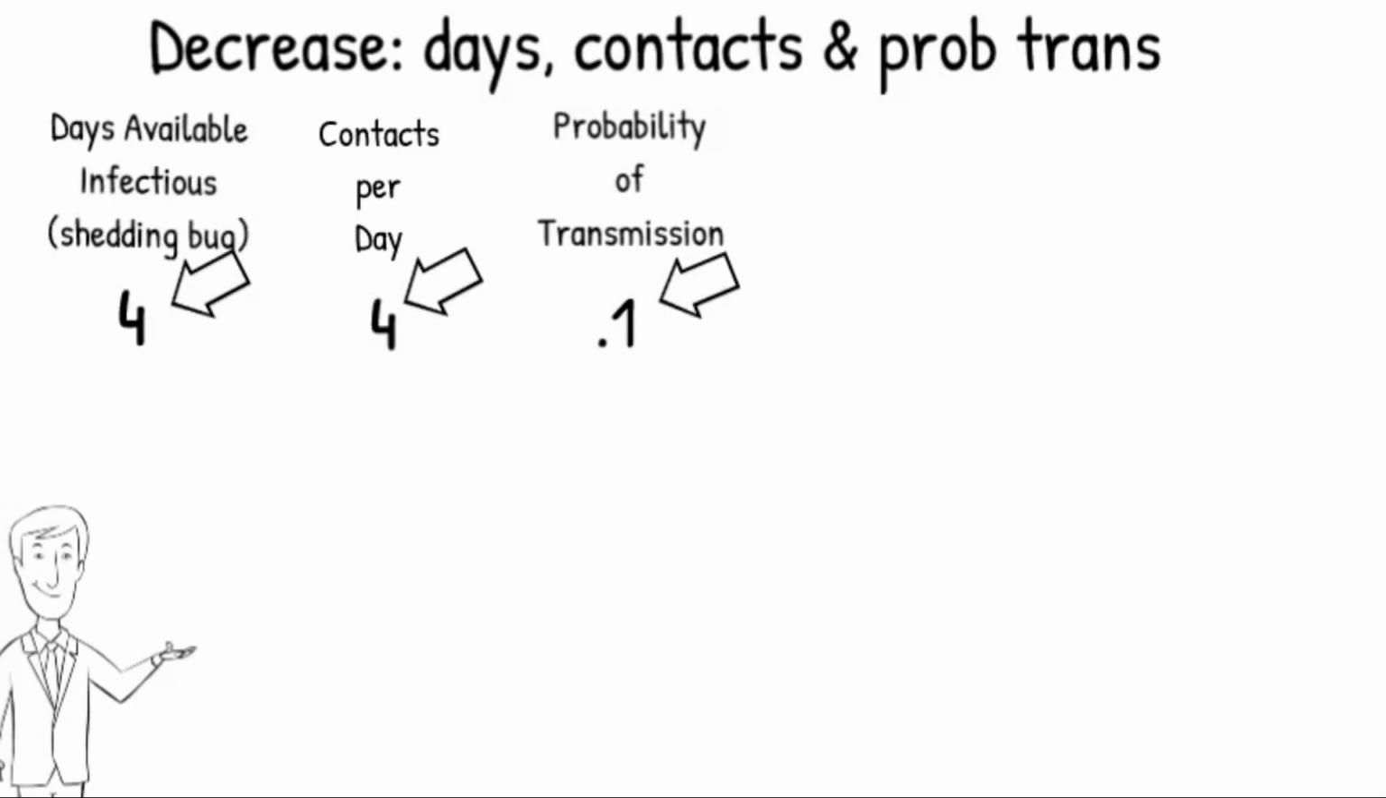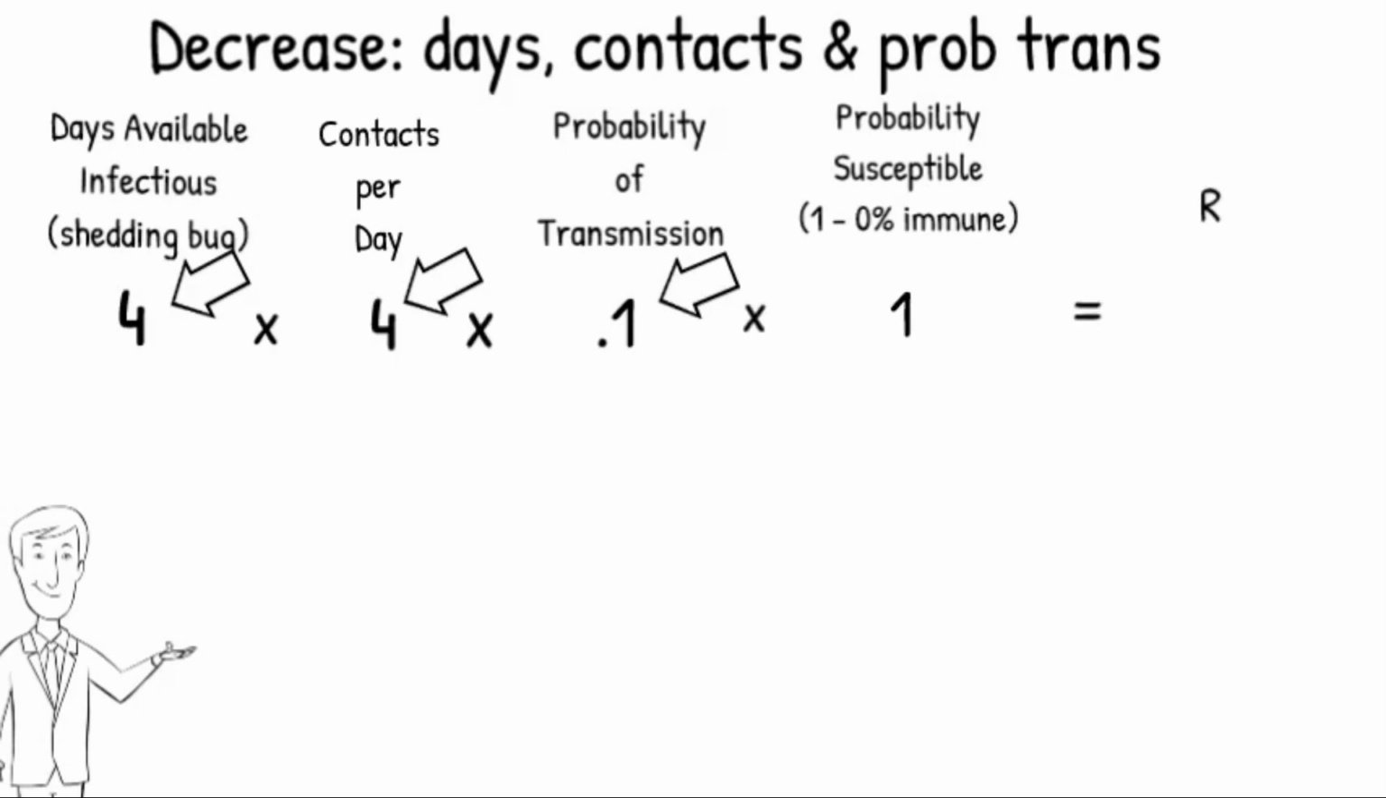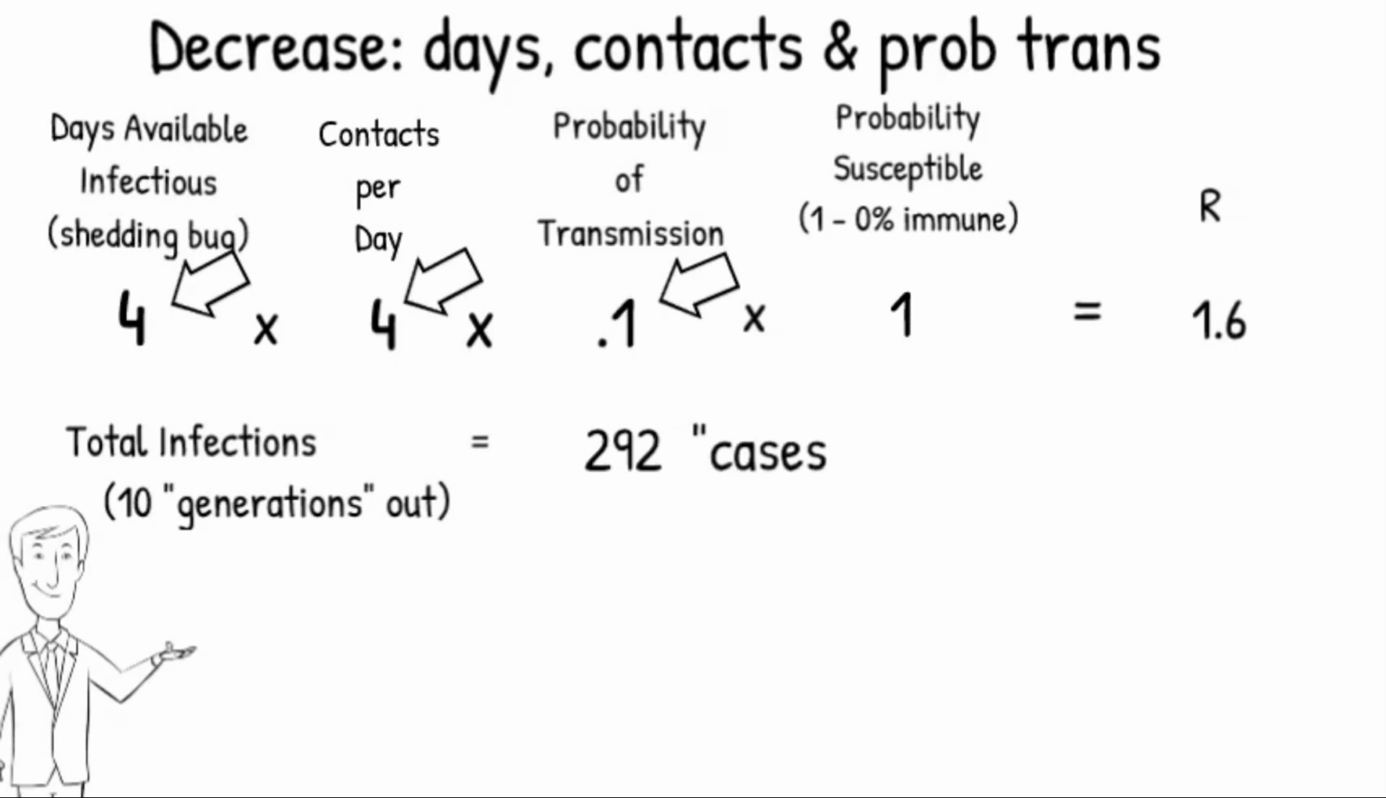And then by washing our hands, coughing into our sleeves, social distancing, we reduce the probability of transmission per contact down to 10% from the previous 20%. Now, we still have zero immunity in the population, 100% susceptible, but by making those 3 changes, we now drop the R from the original 5 down to 1.6 on average new cases per existing case. And when you multiply that through, we get the following. We get a total of 292 infections or cases 10 generations out. That's down from the original 12 million just by changing our behavior.